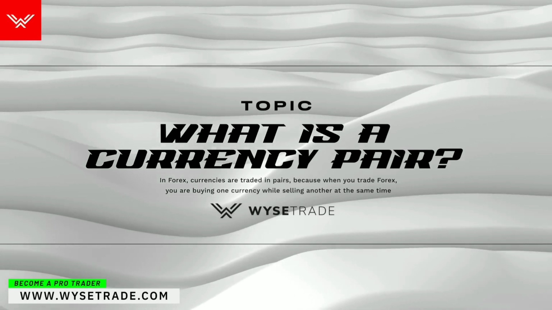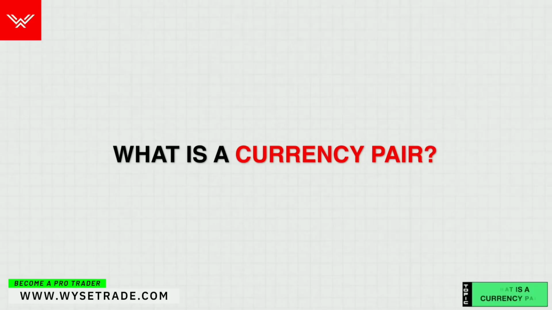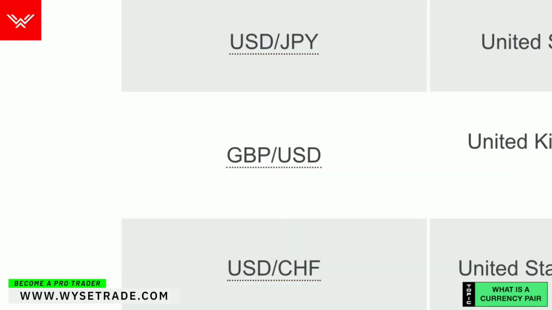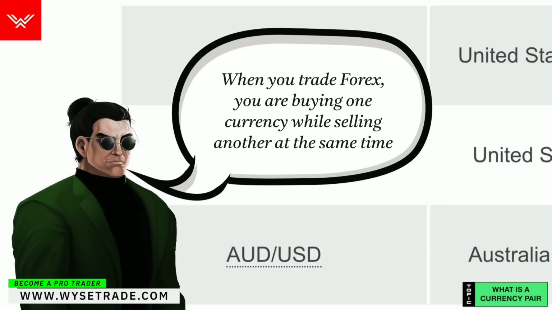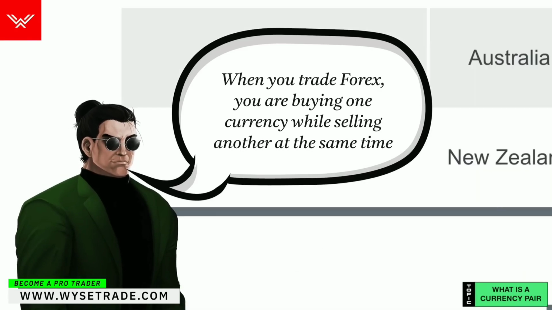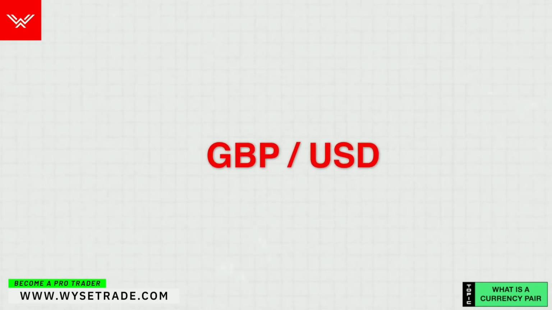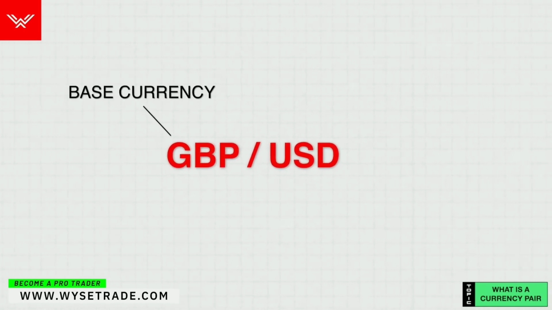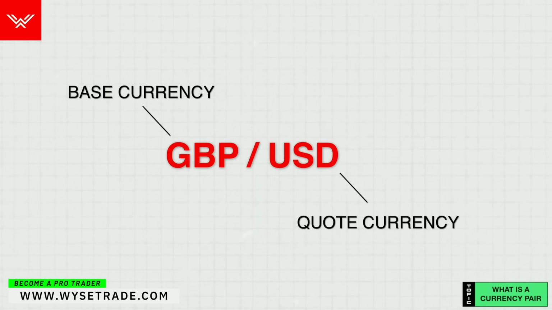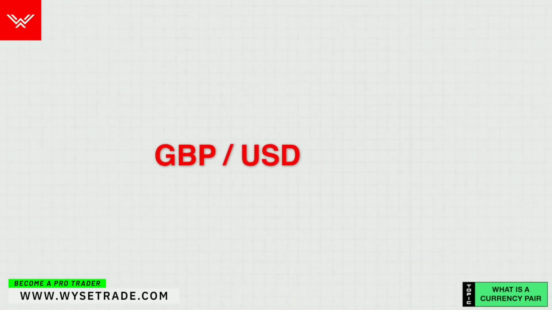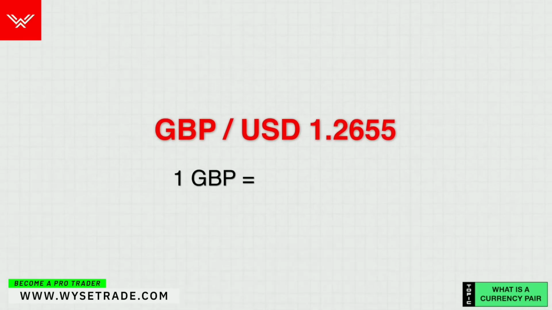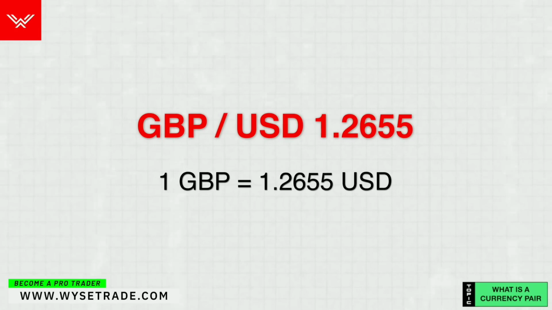What is a currency pair? In Forex, currencies are traded in pairs because when you trade Forex, you are buying one currency while selling another at the same time. Let's look at the pound-dollar currency pair, for example. The first currency in a pair is the base currency, and the second currency is the quote currency. Let's say you get a quote of pound-dollar as 1.2655. This means for every 1 pound, you get 1.2655 US dollars. There is always an invisible one beside the base currency on the left.